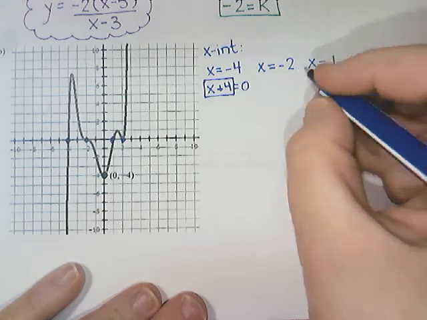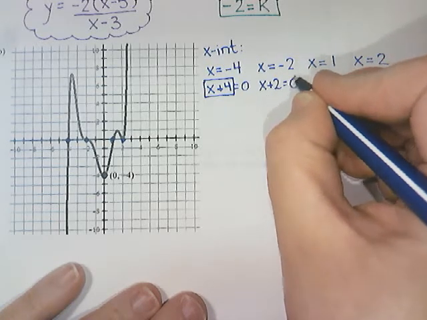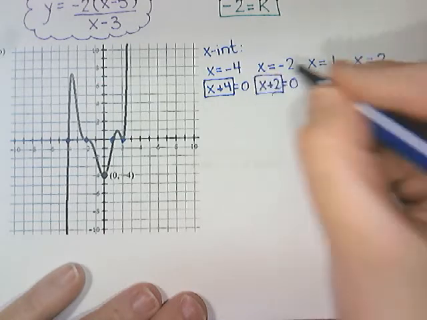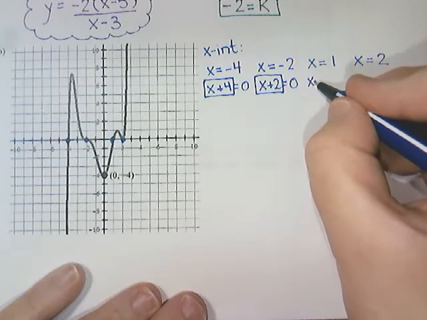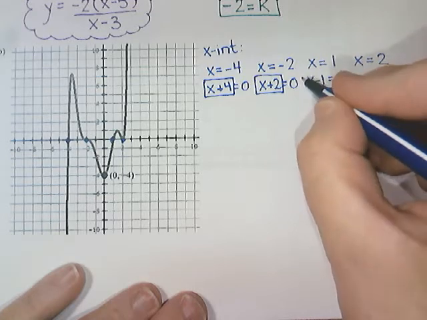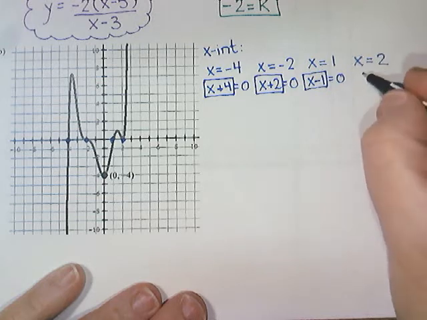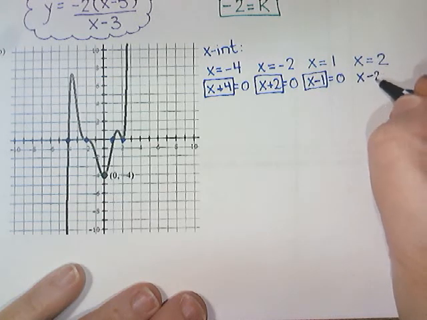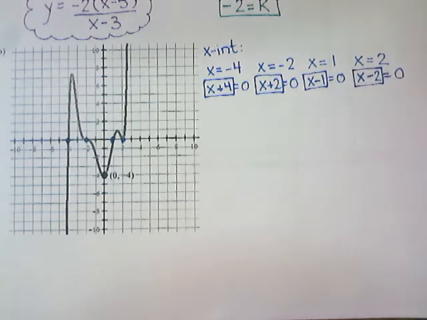For x equals -2, I would add 2 to get x plus 2 equals 0. So one of my brackets is x plus 2. For x equals 1, I would subtract 1 to get x take away 1 equals 0. So x minus 1 is one of my brackets. And then finally, I would subtract 2 from x equals 2 to get the bracket x minus 2. So we have brackets x plus 4, x plus 2, x minus 1, and x minus 2.